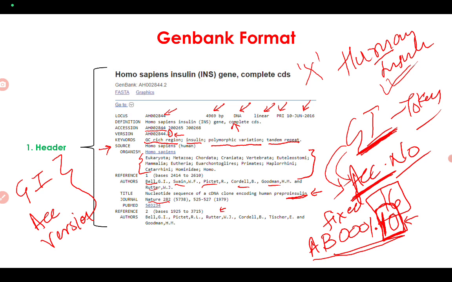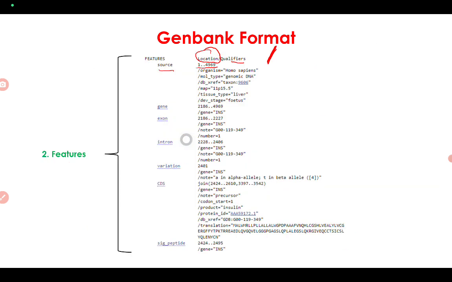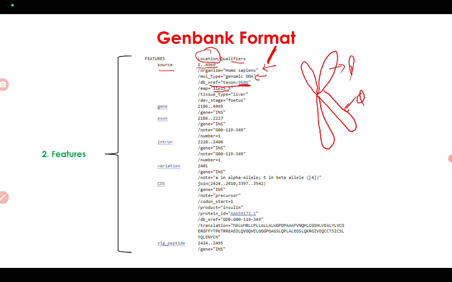Later, we will see how this particular sequence is available in the database. Second is the feature thing. In features you can see organism is there, molecular type is there, and the reference taxonomical number is also there. It also shows the map. For example, in case of a chromosome, 2 arms are there, P and Q. Here it is available at the 11th chromosome, P position 15.5. It also shows which tissue it is present in, liver, and the development stage, which is fetus stage.